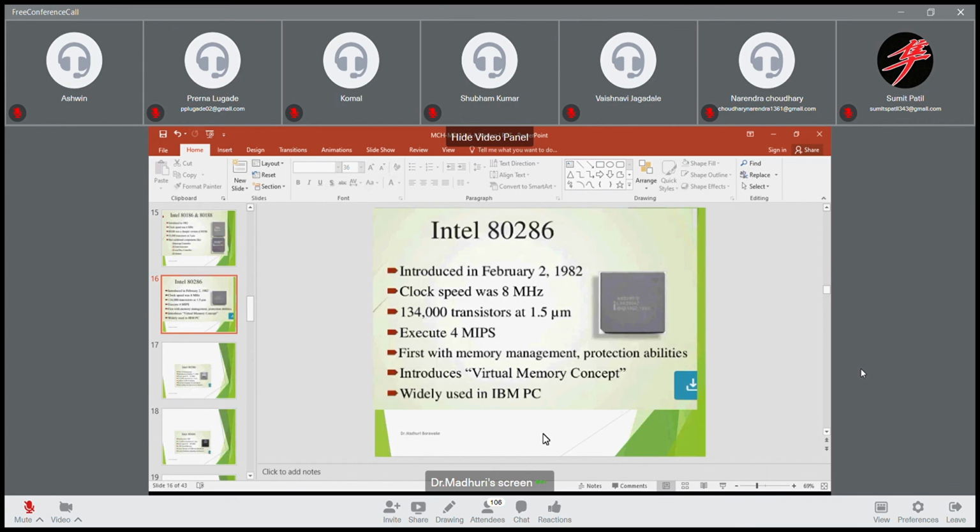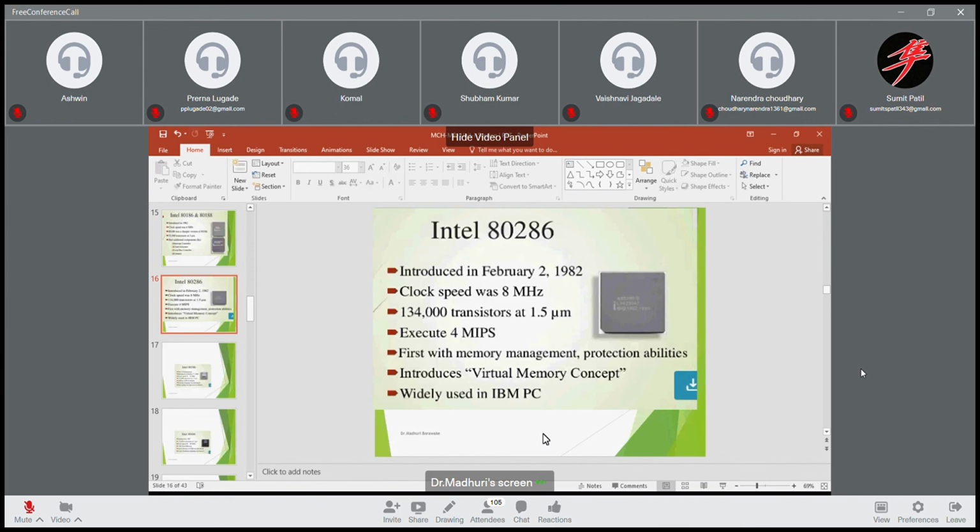Now what do you mean by multitasking? In short, I can define multitasking as many tasks executing simultaneously. We will go through this topic in detail, I think in the 5th or 6th unit. But multitasking is many tasks being executed at the same time. Now here they have included the virtual memory concept. That also we will see.